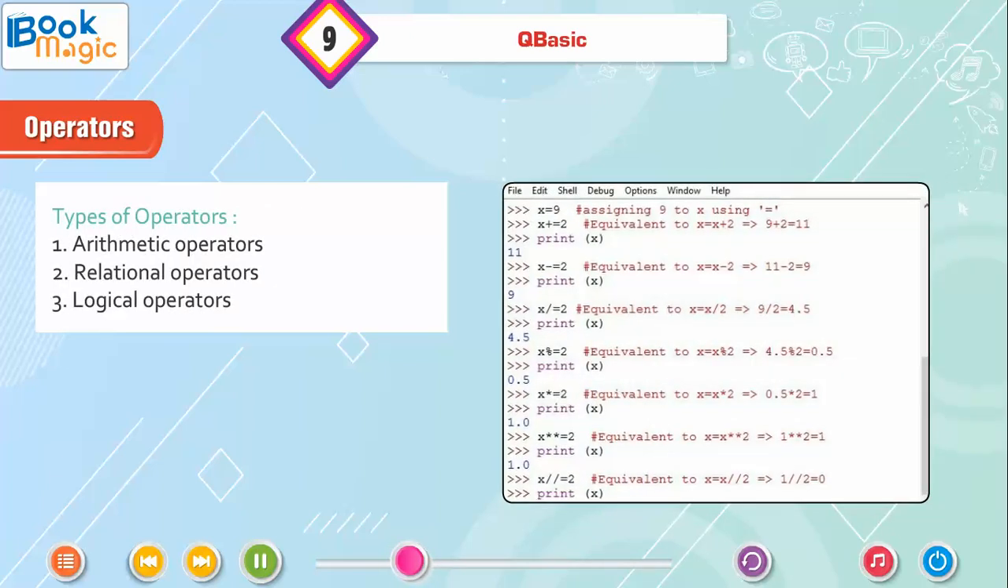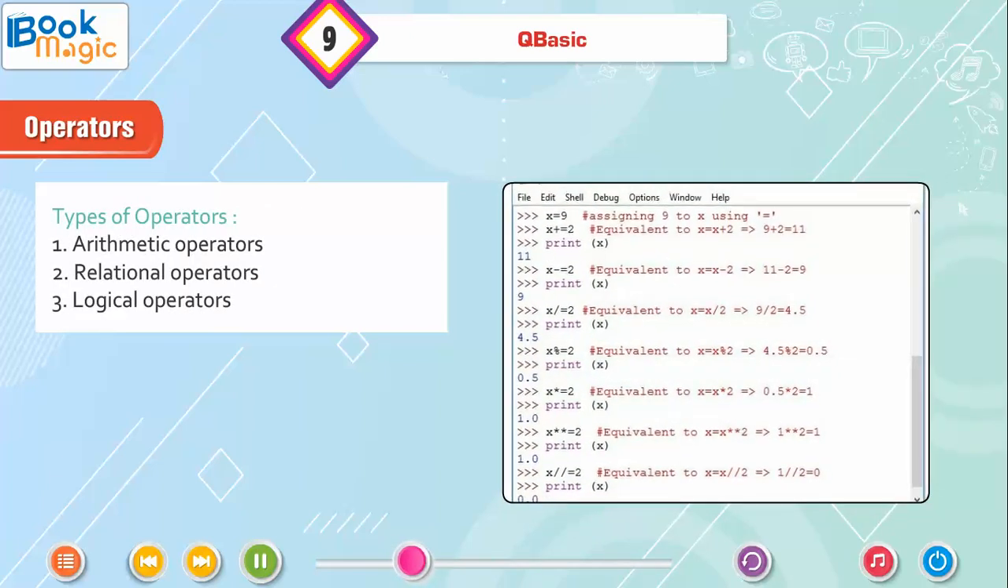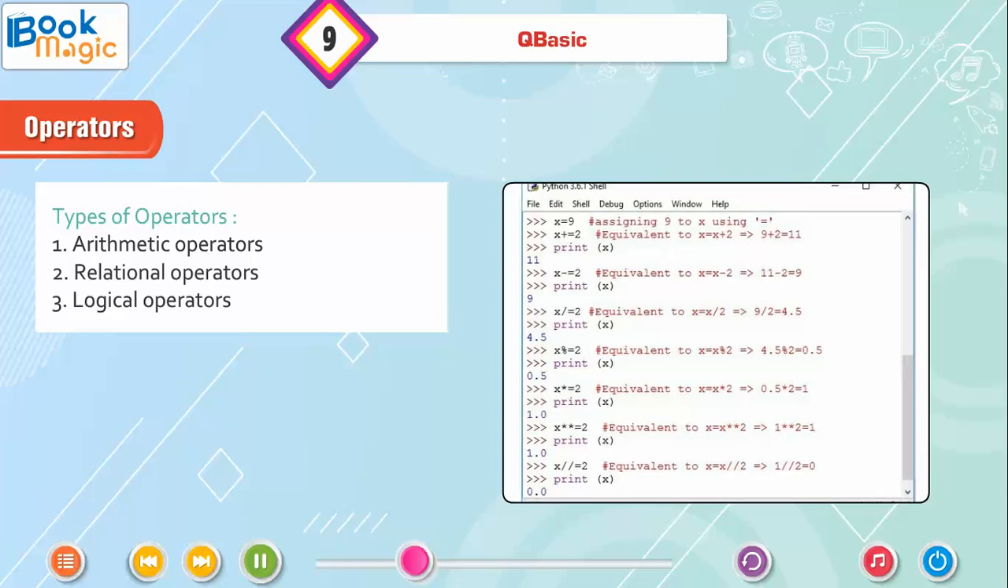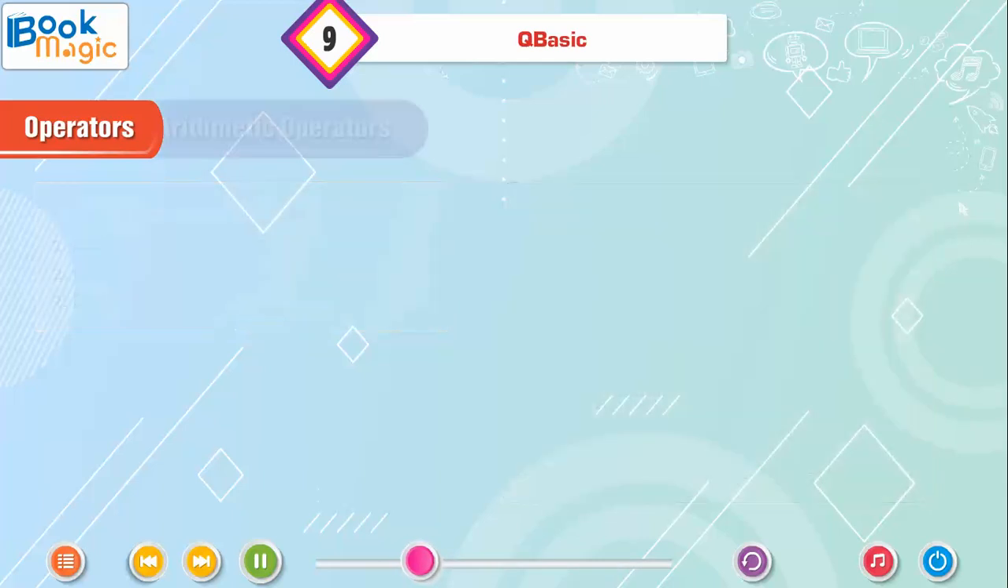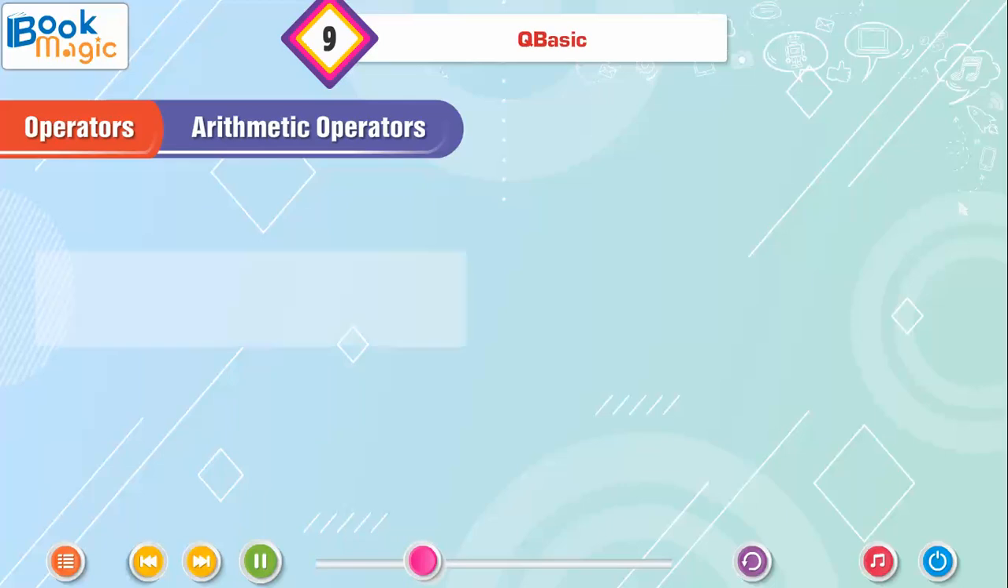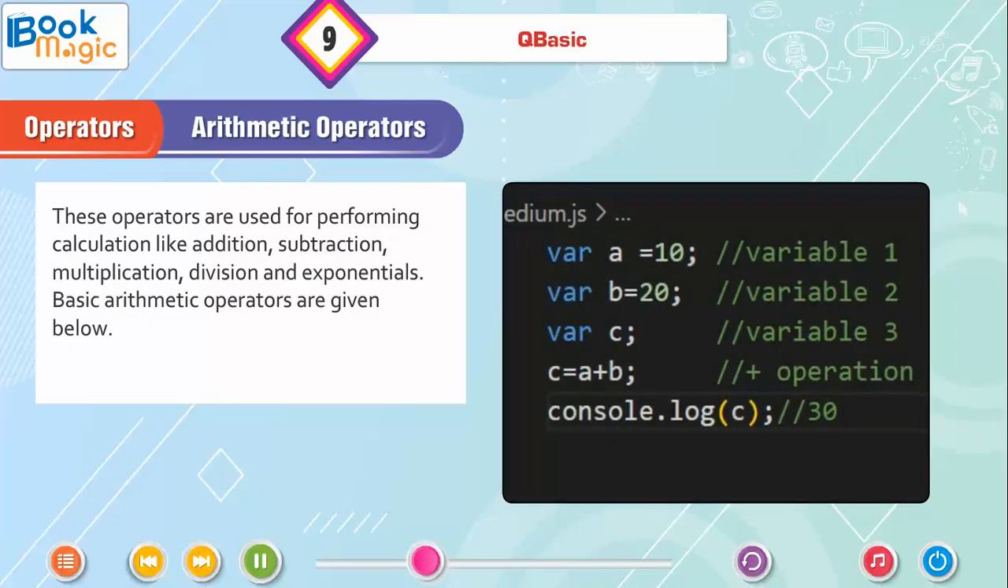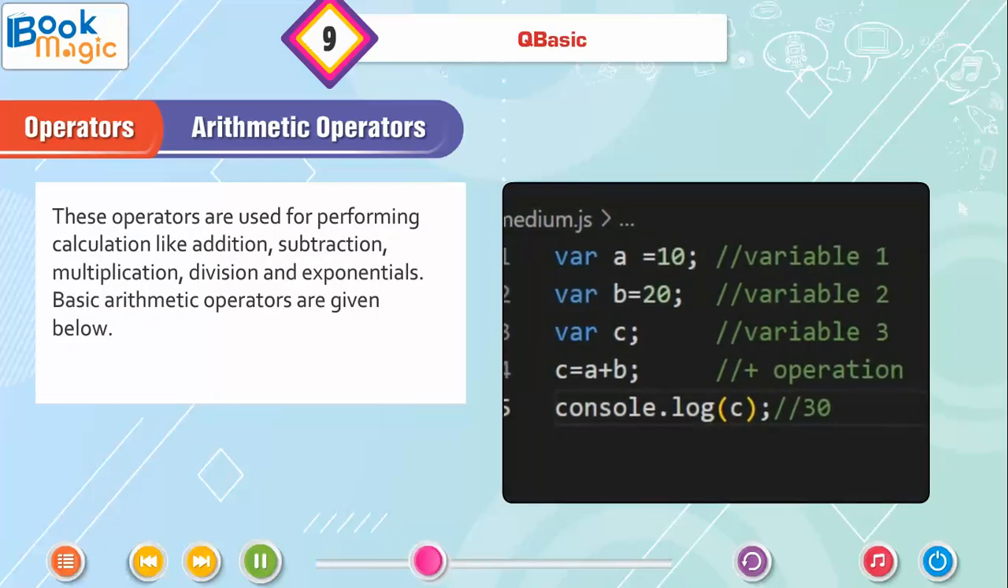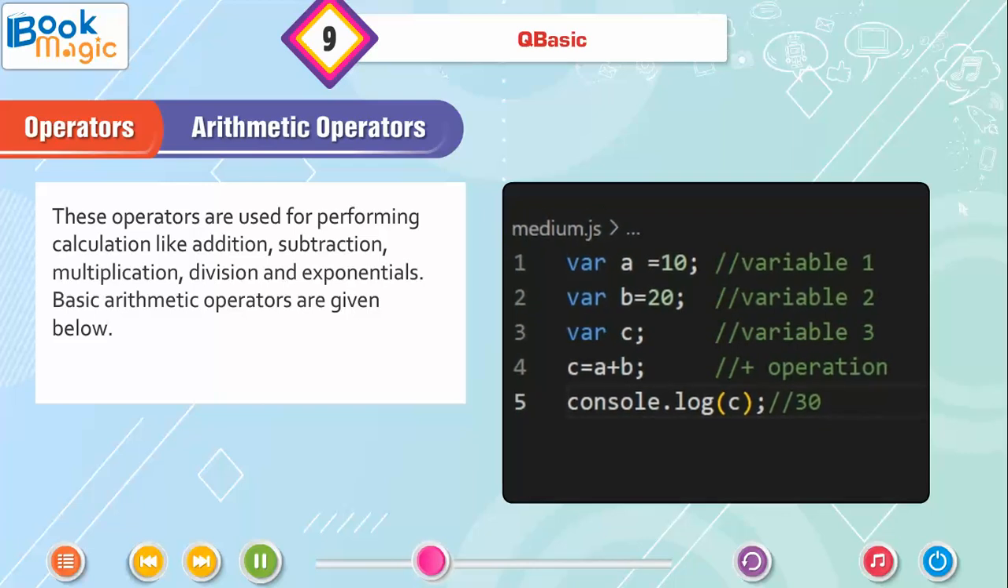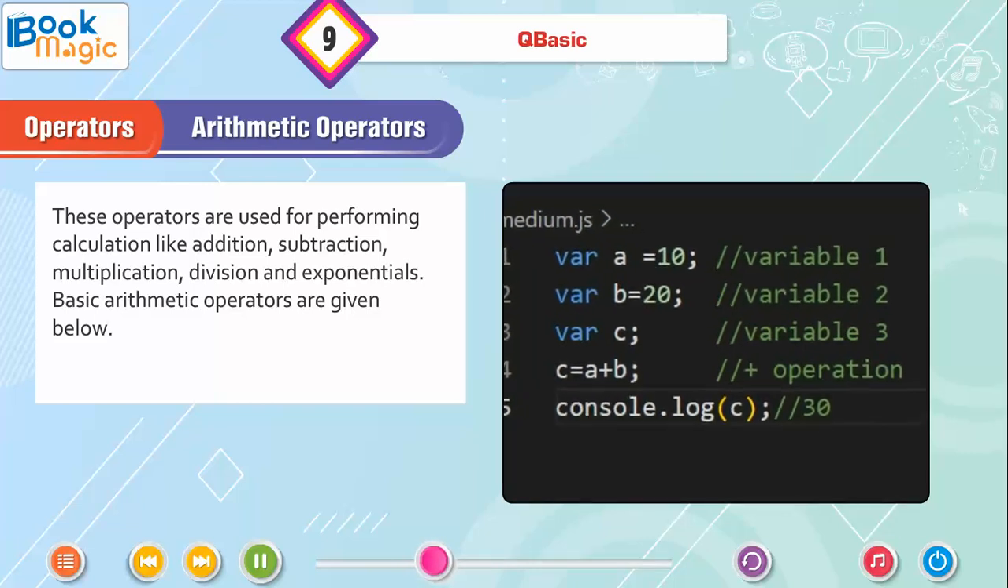Operators. An operator is a symbol that tells the computer to perform a mathematical or logical calculation on data or on values of variables. Types of operators. 1. Arithmetic operators. 2. Relational operators. 3. Logical operators. Arithmetic operators. These operators are used for performing calculations like addition, subtraction, multiplication, division, and exponentials.